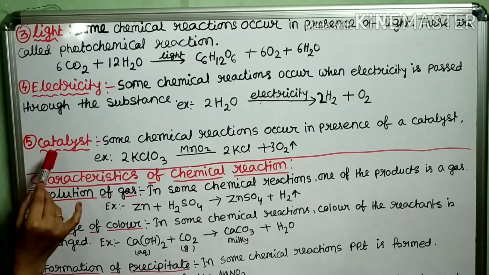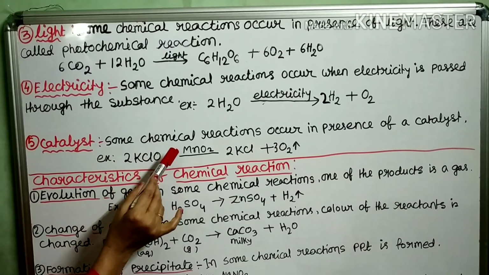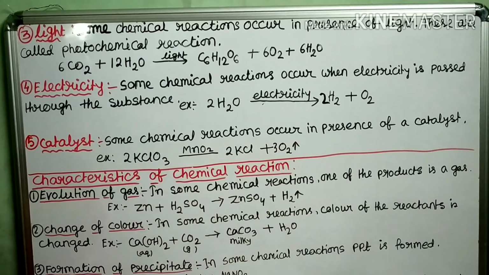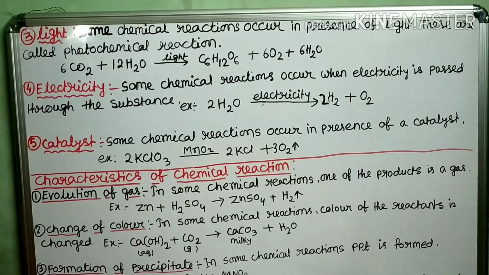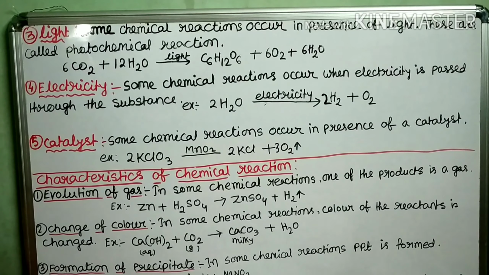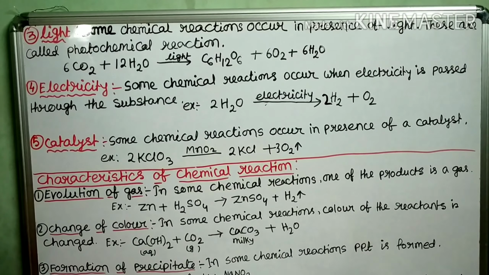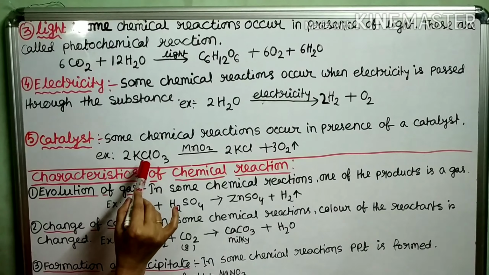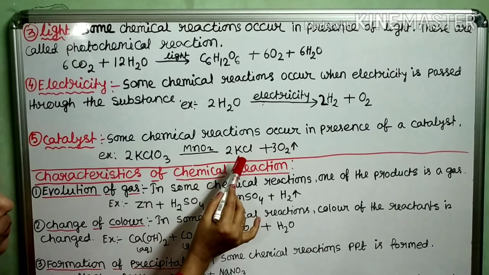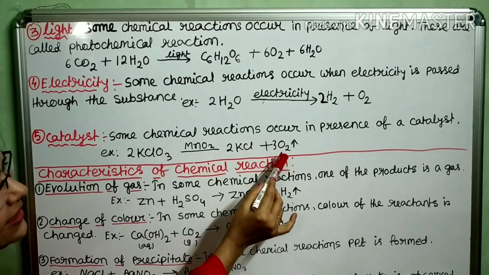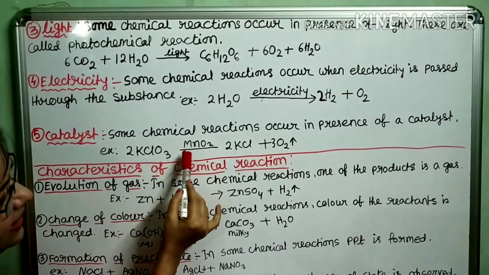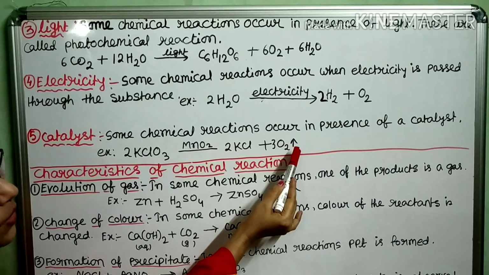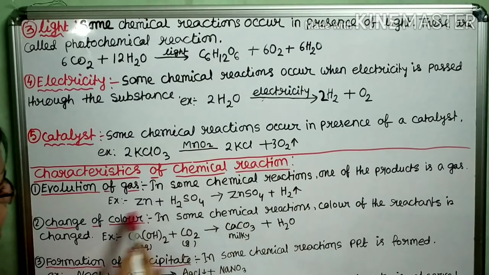Next, number 5, catalyst. Some chemical reactions occur in the presence of a catalyst. What is a catalyst? It is a substance which alters the rate of a chemical reaction. See the example: potassium chlorate decomposes to potassium chloride and oxygen in the presence of the catalyst MnO2. This symbol is known as gas.